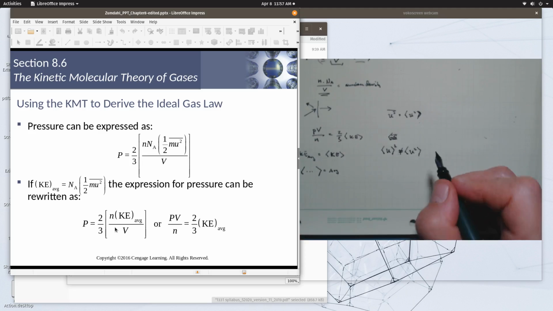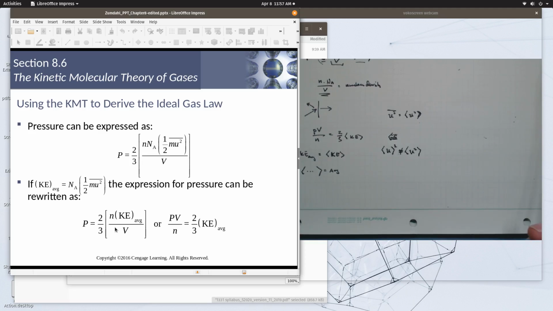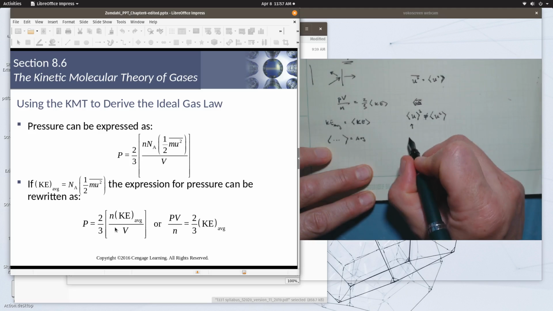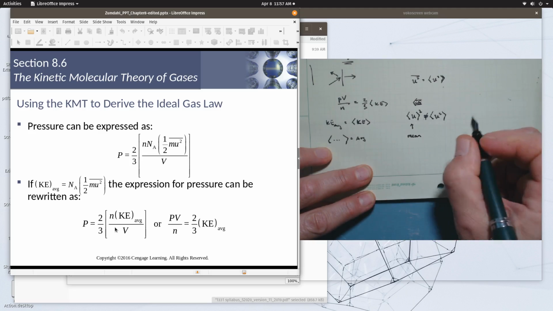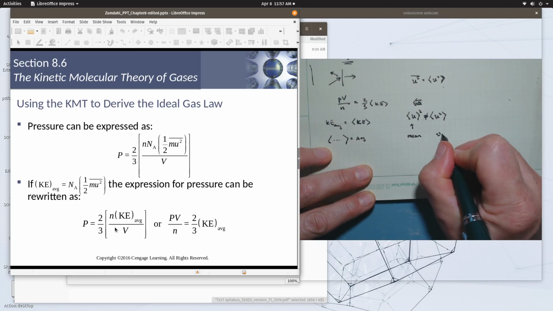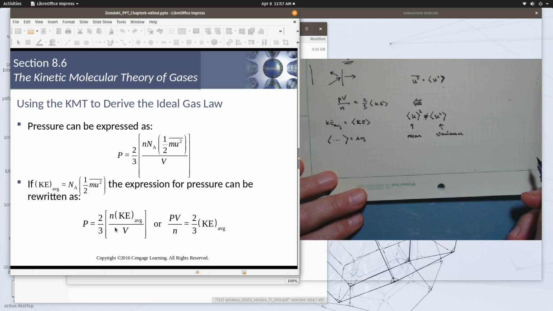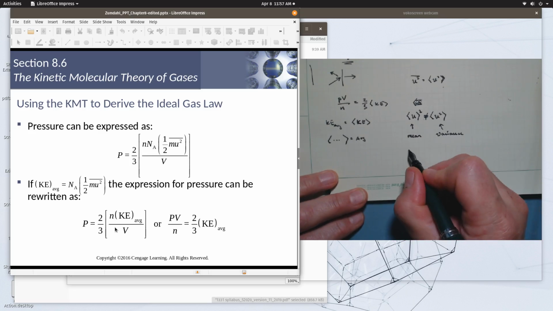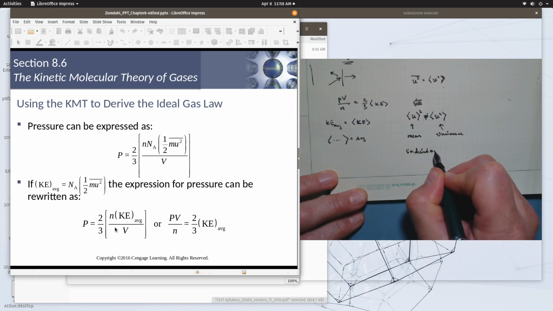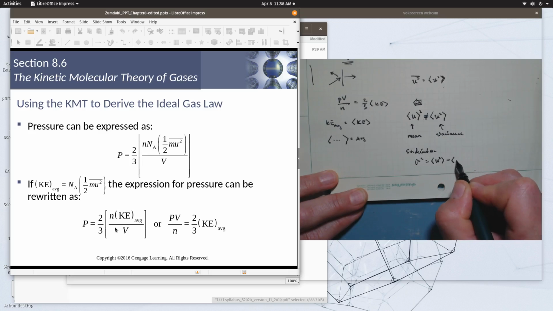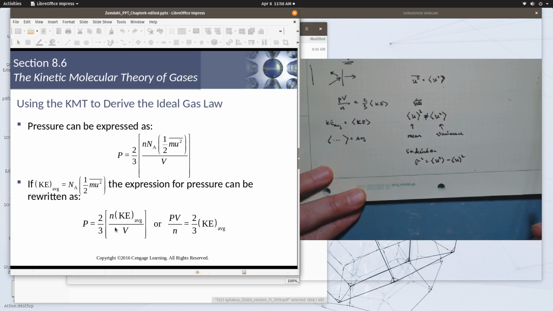If you've had a course in statistics, you might recognize this as the mean, and this is like the variance. This is the variance about the mean. You can also have the standard deviation, which is going to be the variance minus the mean squared. That's a standard deviation.